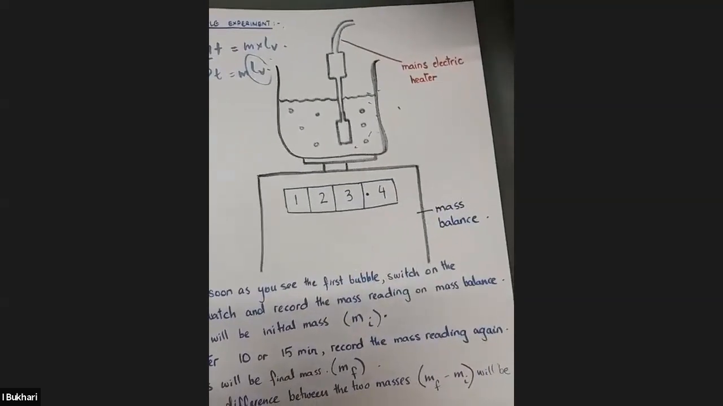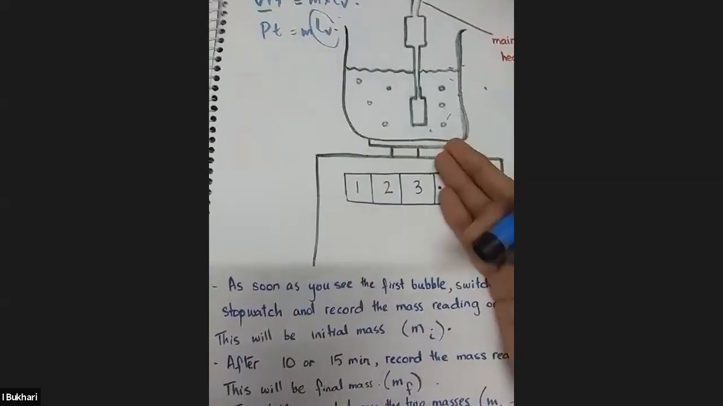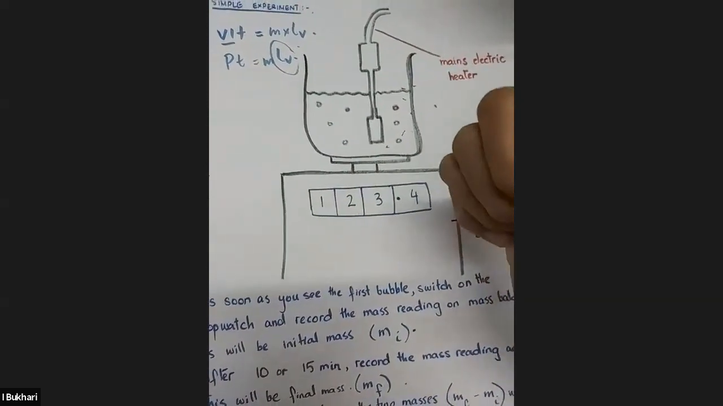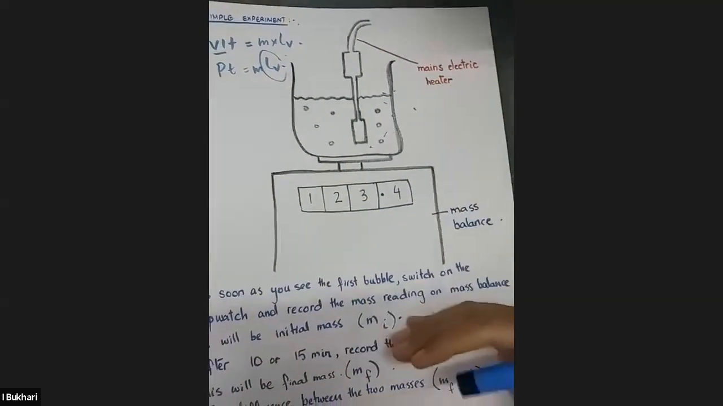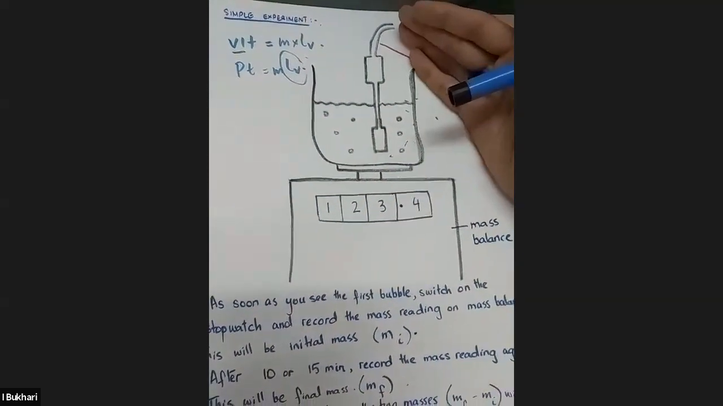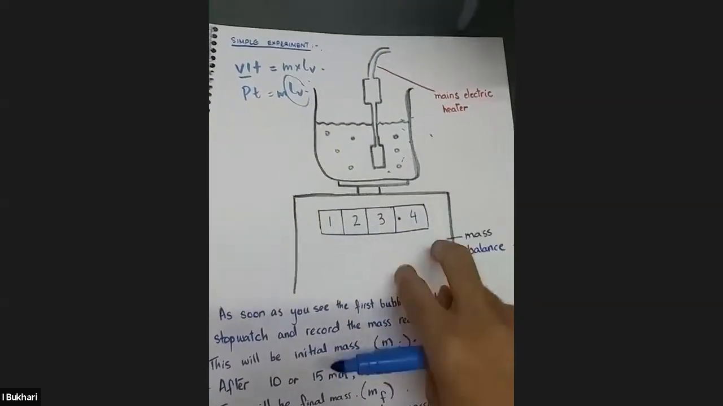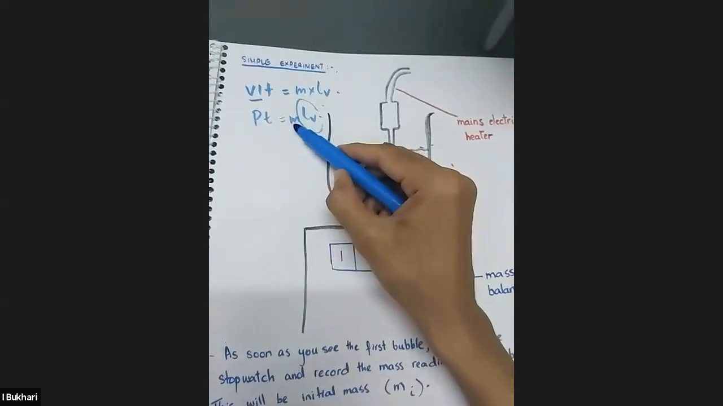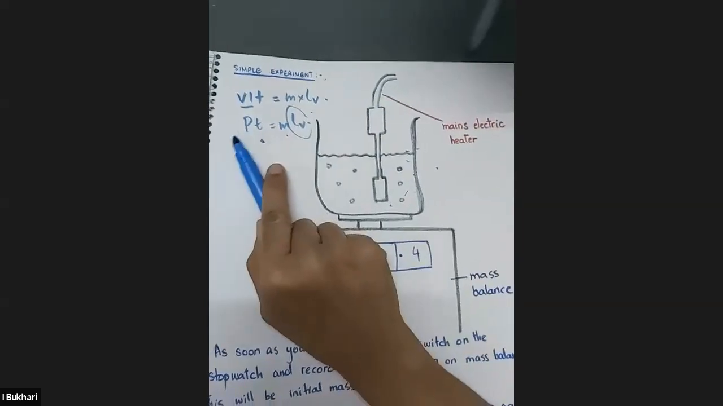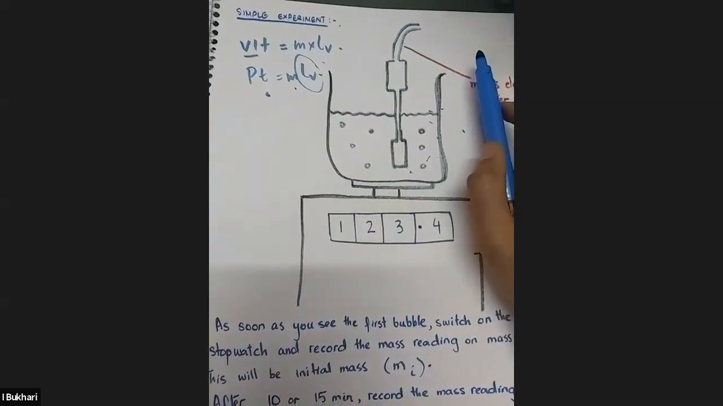Then let's suppose you waited for 10 minutes, 15 minutes, or whatever. You can even wait for the whole water to dry up. It's up to you. After, for example, 15 minutes, you turn off the stopwatch and again record the mass reading. The difference between the final and the initial readings gives the mass of water that evaporated. You can plug that value into this equation. You have the time from your stopwatch and the power from the label of the electric heater. Simple, you can find the latent heat of vaporization for water this way.